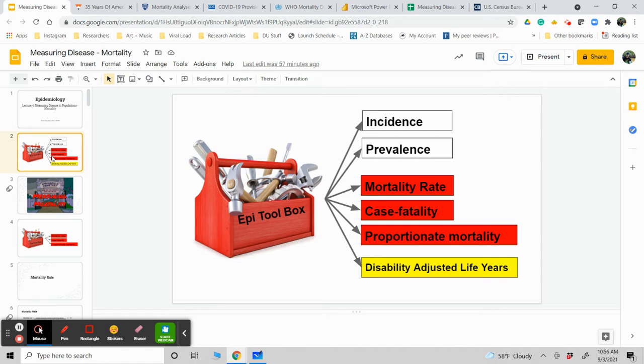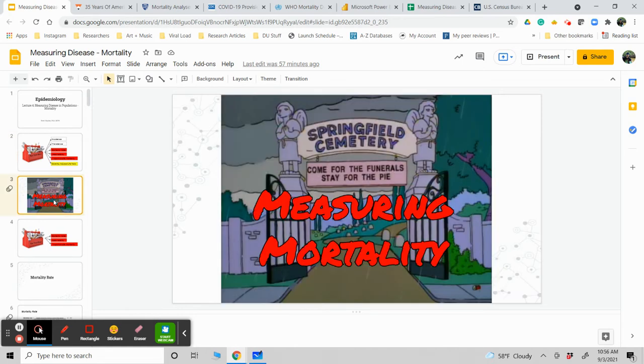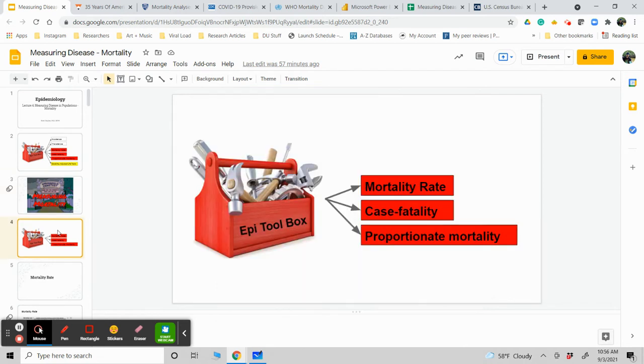Last time we talked about measuring morbidity using incidence or prevalence. Today we're going to add a few new tools to the old Epi toolbox. So let's jump in. Measuring mortality, which is a fairly obvious endpoint, can be done in a number of different ways. The main three that we're going to focus on today are these: mortality rate, case fatality, and proportionate mortality. And just like with the incidence and prevalence rates we saw last time, they can tell us different things about the disease.